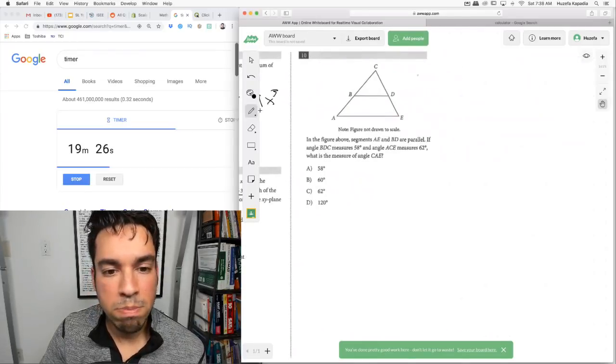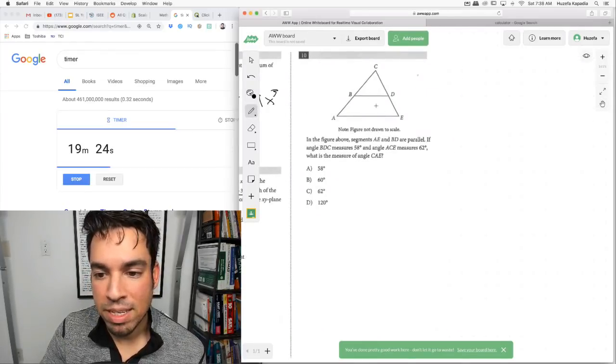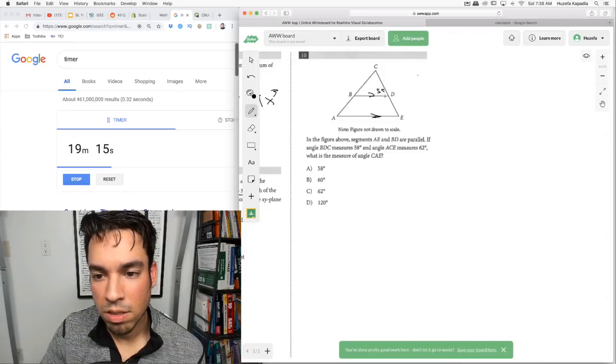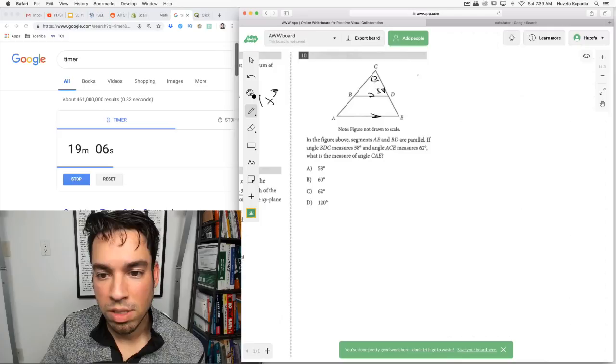Okay, in the figure above, segments AE and BD are parallel. Mark up the diagram. If angle BDC measures 58 and angle ACE measures 62, what is the measure of CAE?